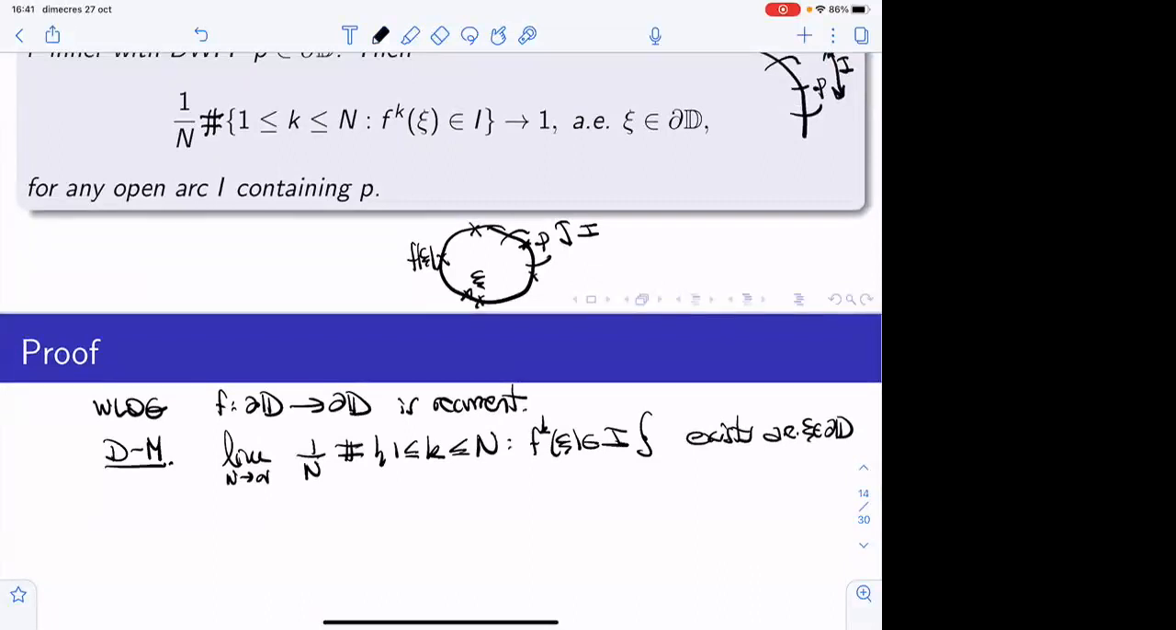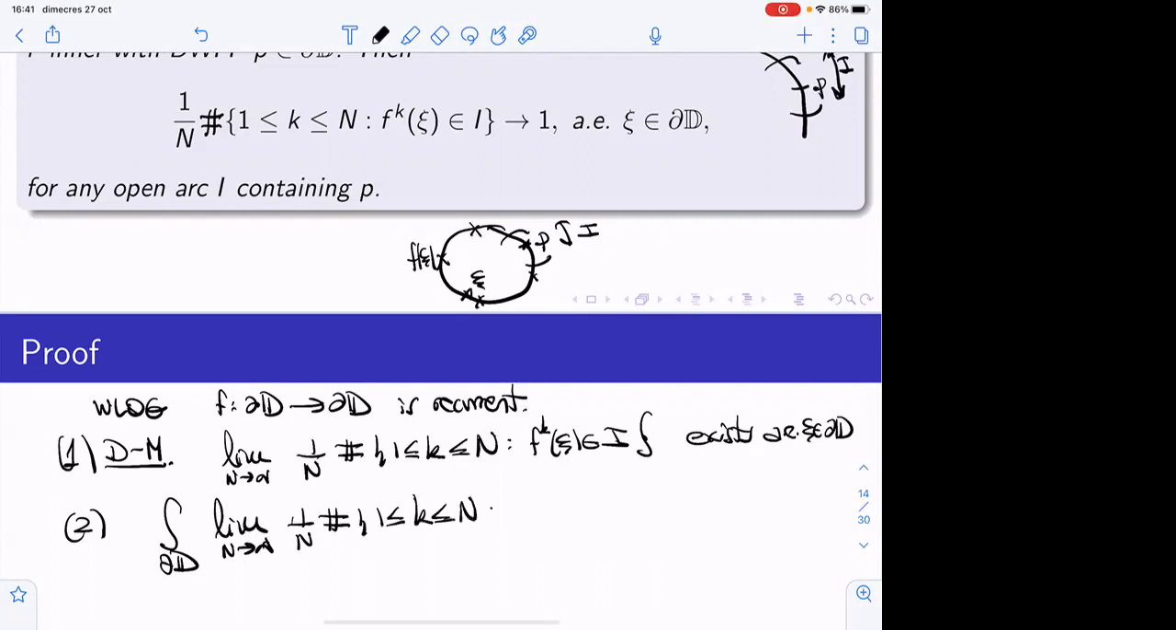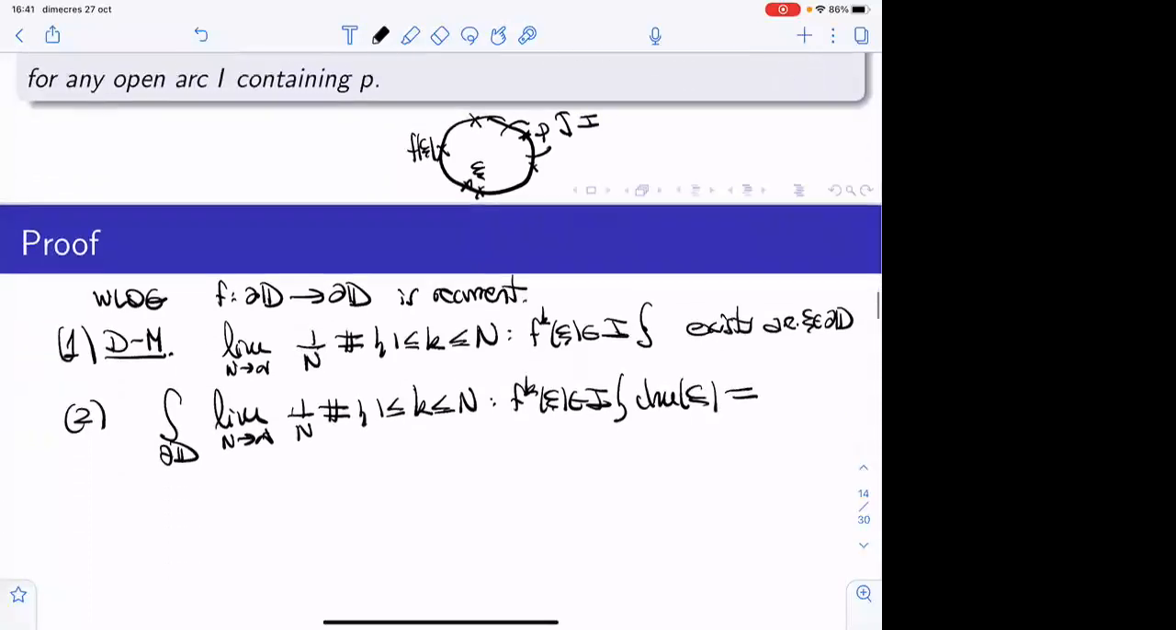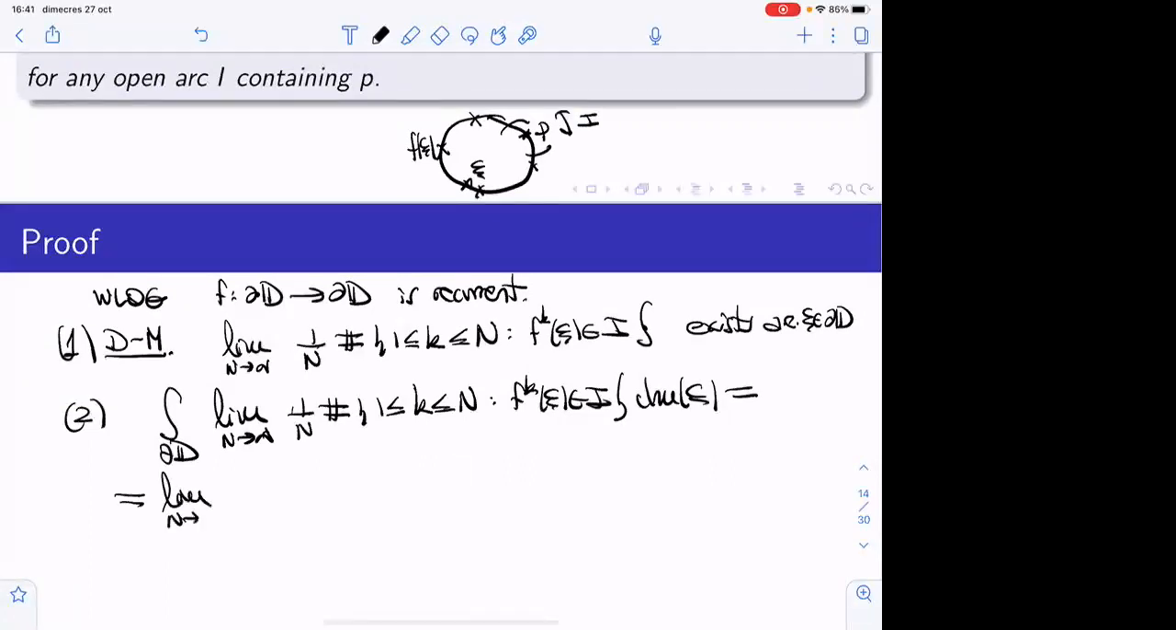So let me complete the second step. Now in the second step, you need to show that this limit, which exists at almost every point, is precisely 1. So what you do is the following. Let's look at the integral of this limit. So this limit depends on the point psi, right? So it's a function of psi. You look at this and you integrate with respect to Lebesgue measure. Okay. So then by dominated convergence, this is the limit of the integrals, right?